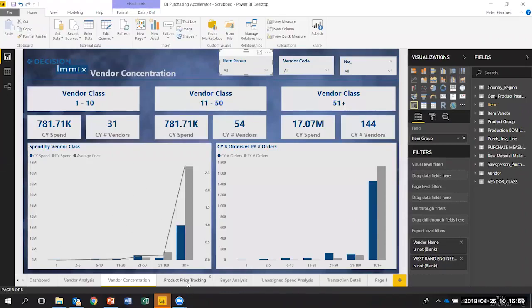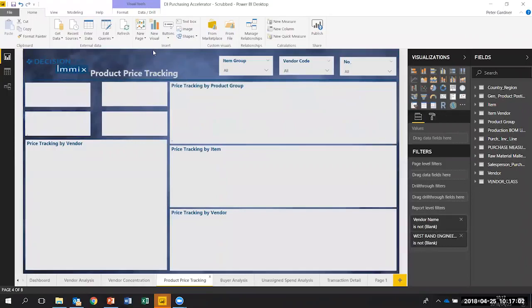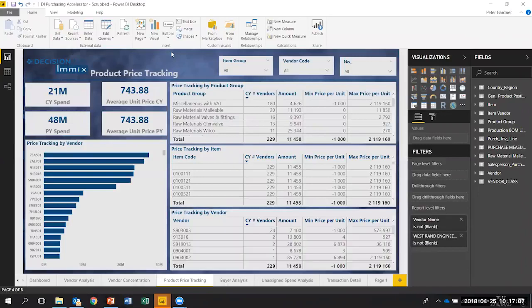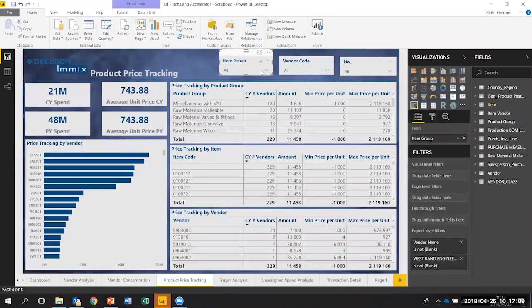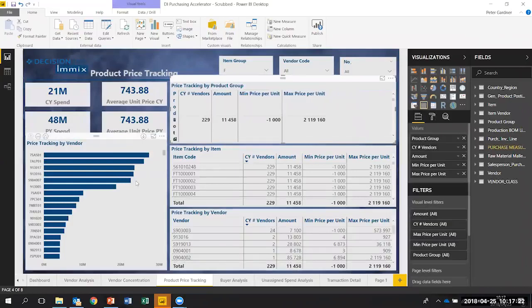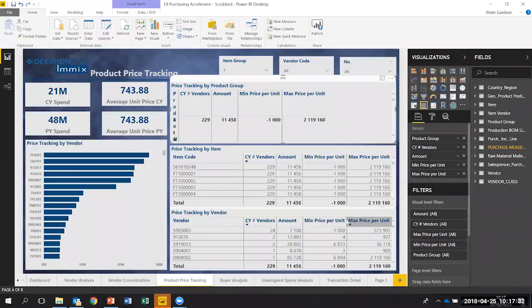If we look at price tracking by product, what this dashboard is showing you is it allows you to compare the cost of certain items across your vendors. So let's isolate a product group, an item group, and we can really see, on the left here, the average price per vendor. Bottom right, you can see the price tracking by vendor as well.